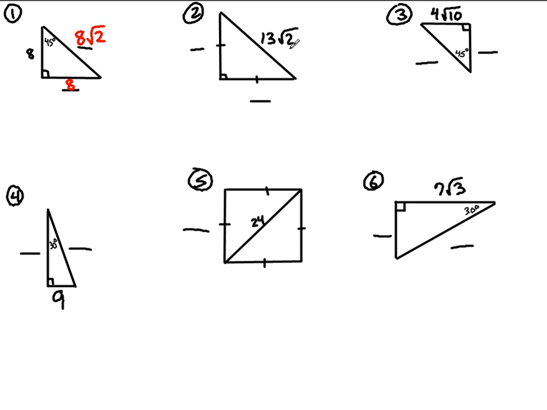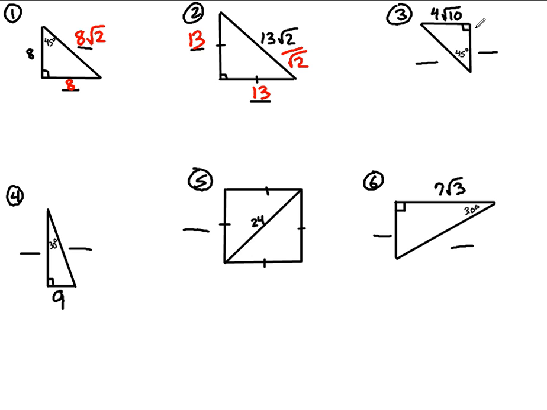For number 2, because we're given the hypotenuse, and this is 45-45-90 because it's isosceles, I need to take the hypotenuse and divide by the square root of 2. Well, that means the square roots of 2 would cancel out. That means one leg is 13. Both legs must be the same there. Both are 13.